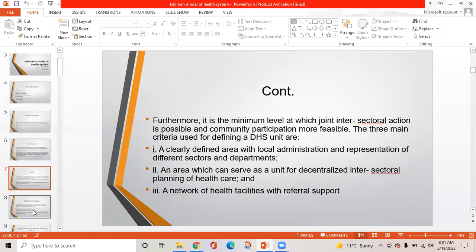Furthermore, it is the minimum level at which joint intersectoral action is possible and community participation is more feasible. The three main criteria used for defining a district health system unit are: first, a clearly defined area with local administration and representation of different sectors and departments. Second, an area which can serve as a unit for decentralized intersectoral planning of healthcare. And third, a network of health facilities with referral support.